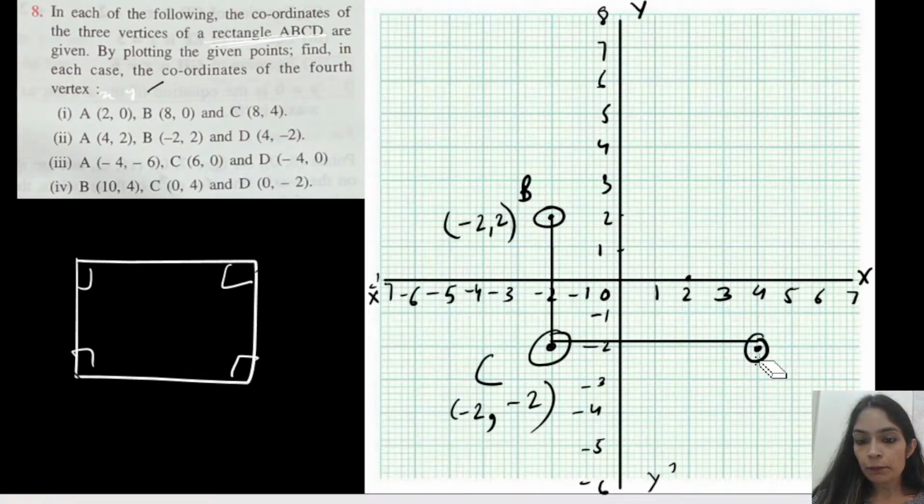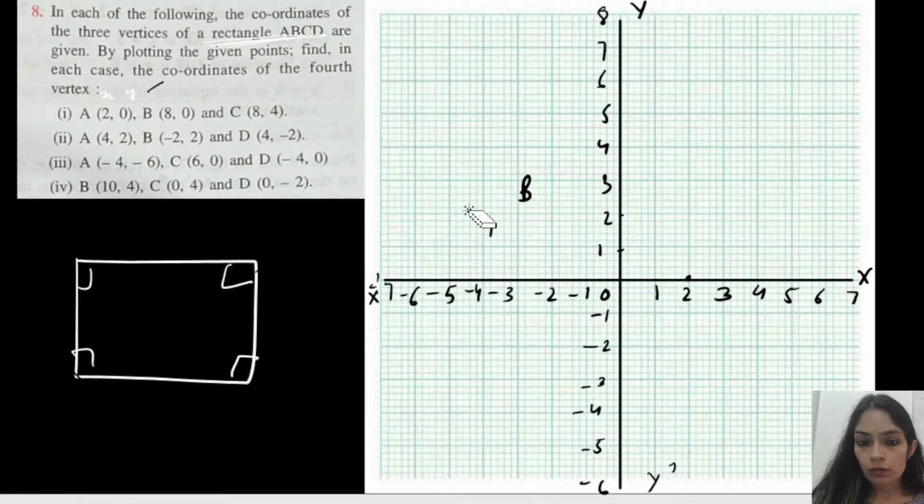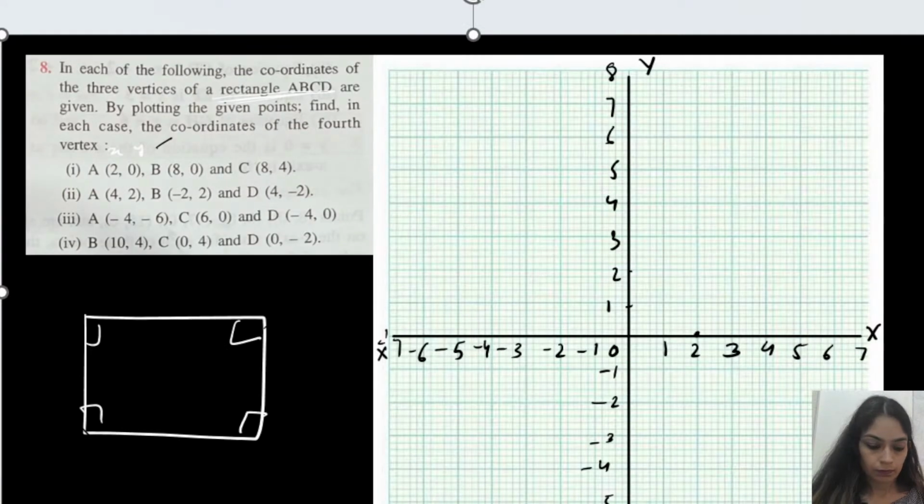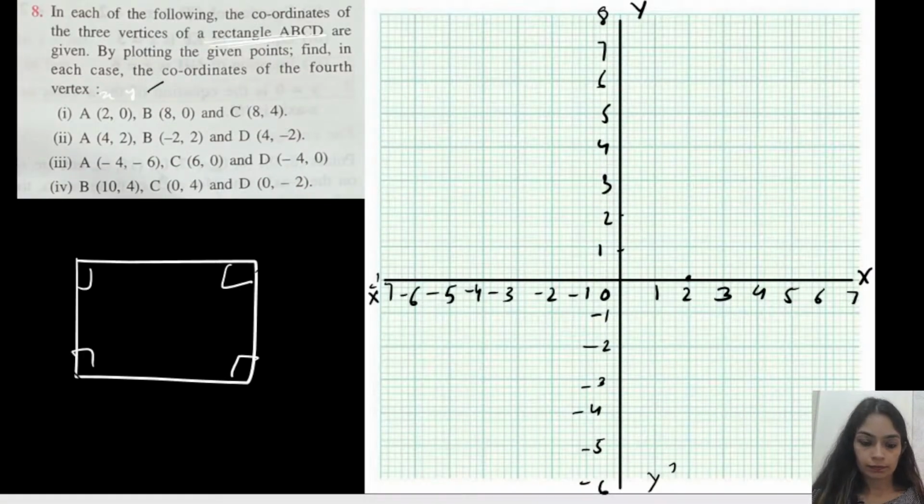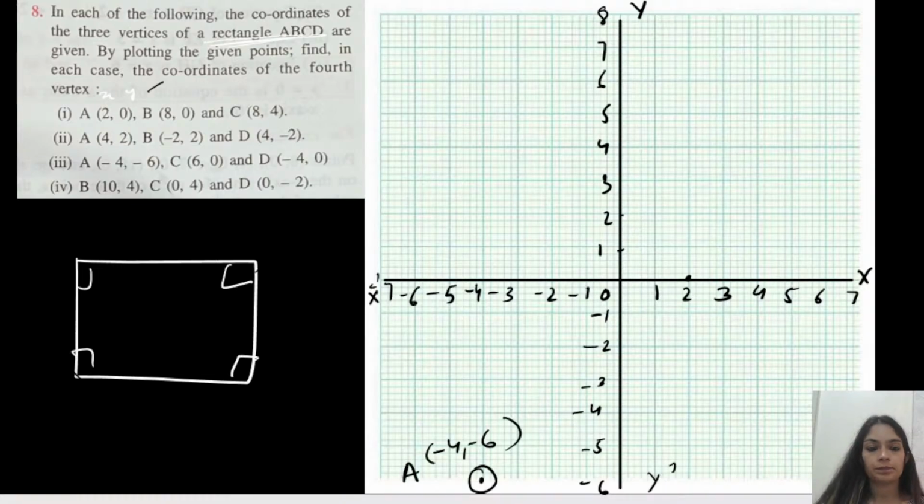On this graph itself, I am going to do. So next one, A's point is minus 4 comma 6. Minus 4 is here. And then minus 6. Minus 6 is just below it. So vertically down I have to go. Here I have A point. So value is minus 4 comma minus 6.